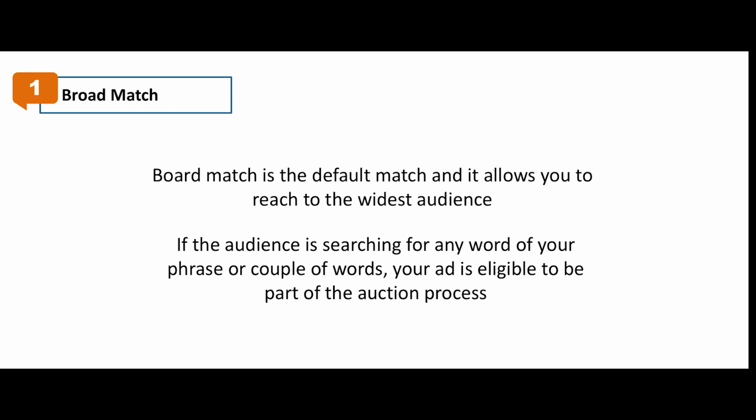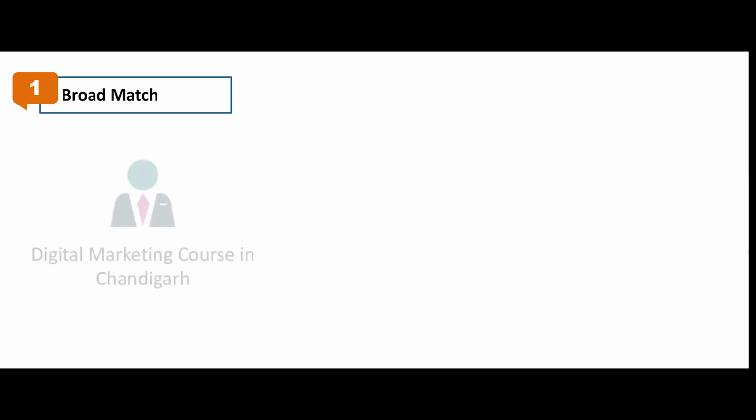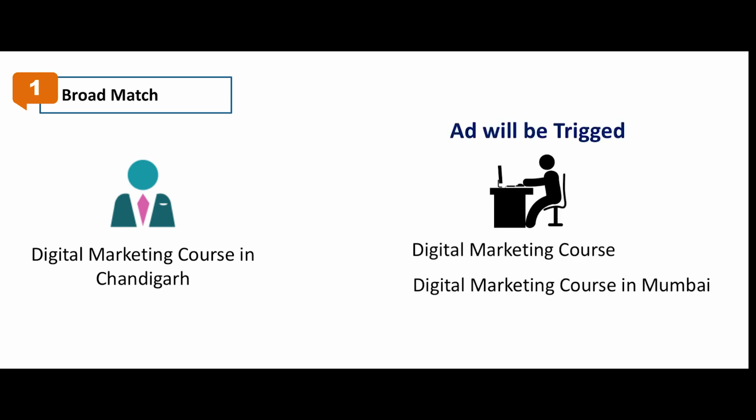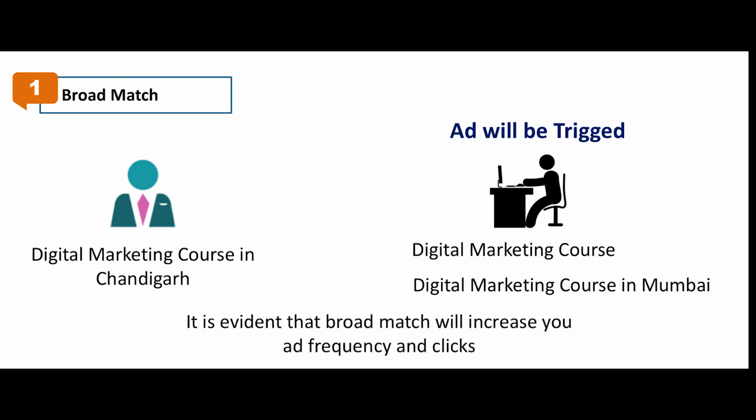For example, if your selected keyword is digital marketing courses in Chandigarh, then even if someone is searching for digital marketing course or digital marketing course in Mumbai, your ad will be triggered as the search has these 3 words of your keyword. It is evident that broad match will increase the ad frequency and clicks, but you will experience untargeted traffic to your website as well. So, it may eventually reduce the return on investment.